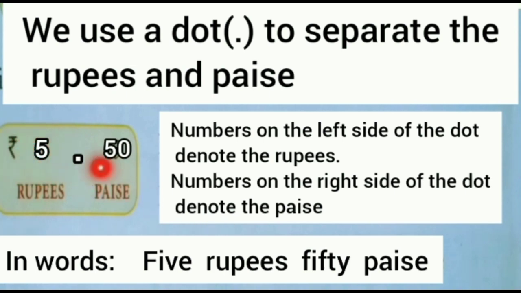And numbers on the right side of the dot denote the paise. Here we have the number 50. So 50 represents paise. So children, in words, we can write the given amount as 5 rupees 50 paise.